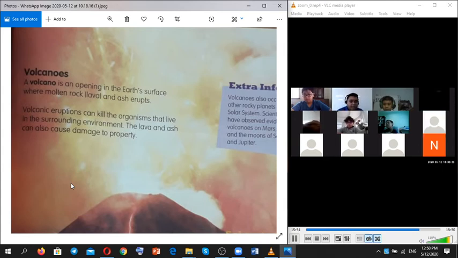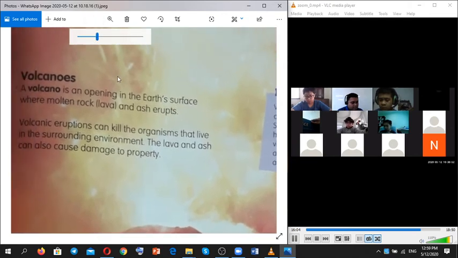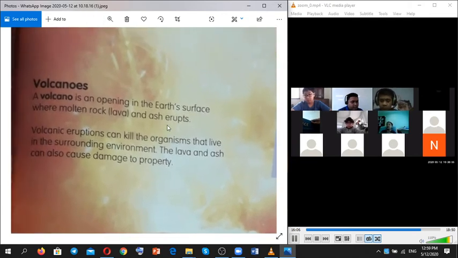Anika, can you please read page 105, volcanoes? A volcano is an opening in the earth, a place where molten rock, lava, and ash erupt. Volcano eruptions kill the organisms in the environment. The lava and ash can also cause damage to property.